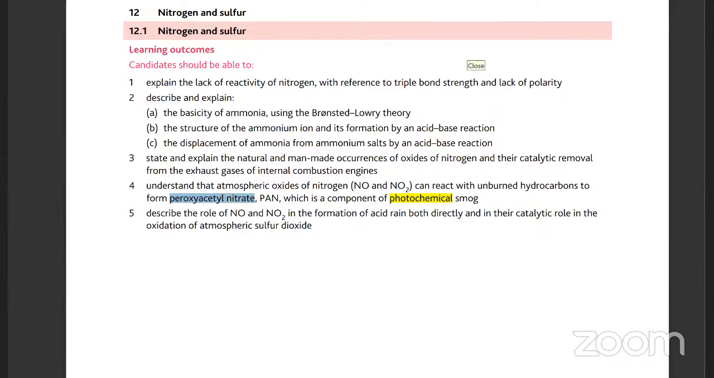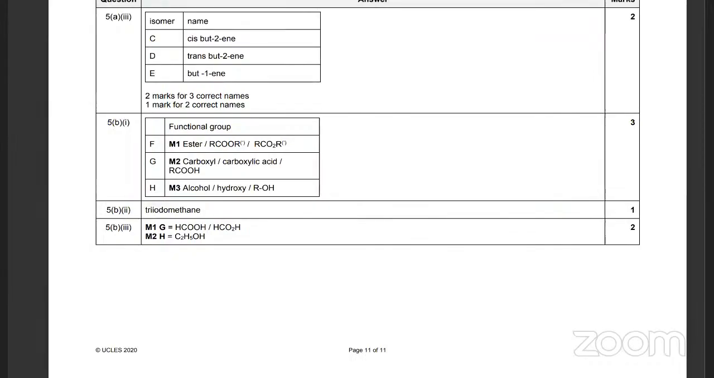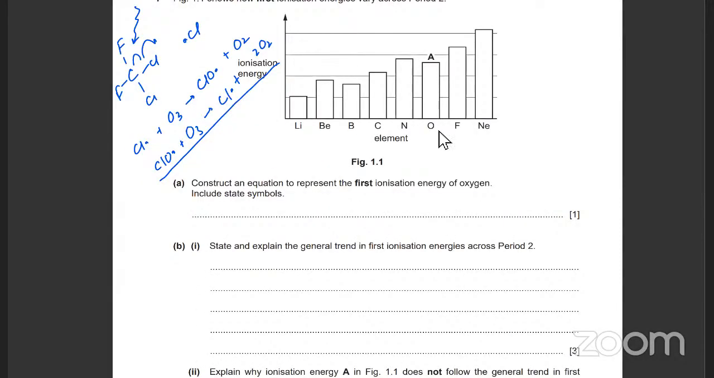ठीक है, generally था ना February March में था. Yeah, it is. It's a question.